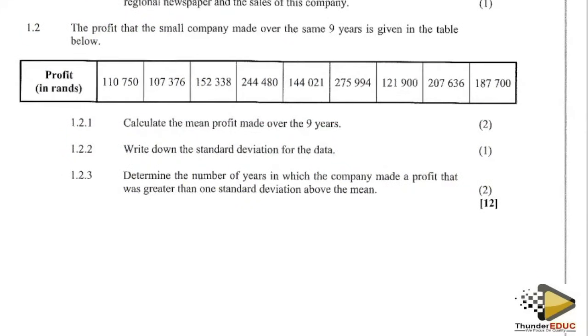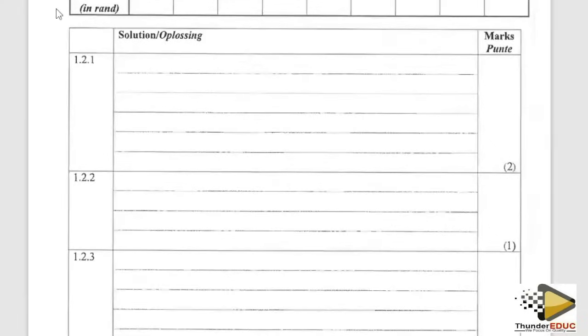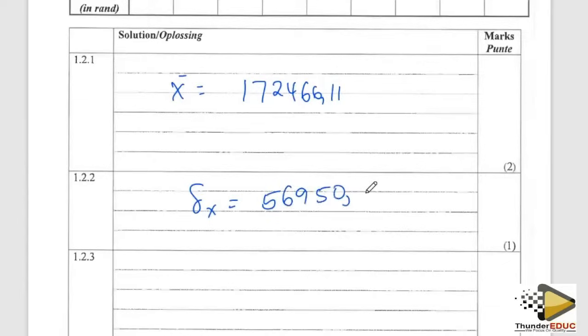Okay, so we got our mean. We're saying we got our mean as, and what was the value? It was 172466.11, and then we said the standard deviation is 56950.09. So these are the two answers for 1.2.1 and 1.2.2.